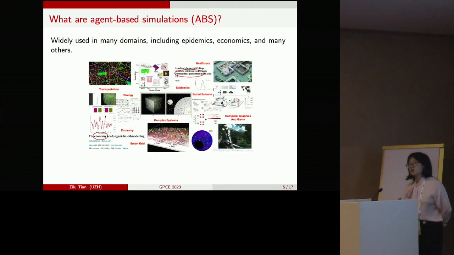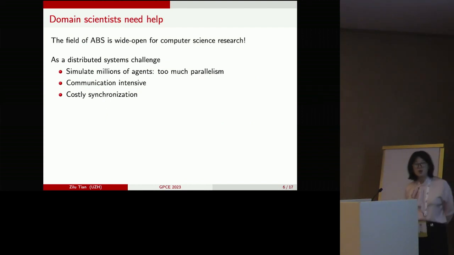So agent-based simulation has been around since the 1970s, and it has been widely used in many domains, such as academics, economics, and many others. Of course, we as computer scientists care about it because it's actually a wide open area for us as well. So there are many challenges associated with agent-based simulations that are of relevance to computer science.